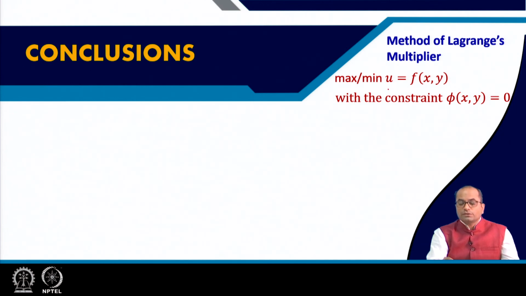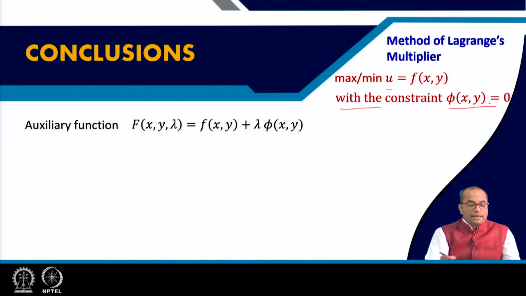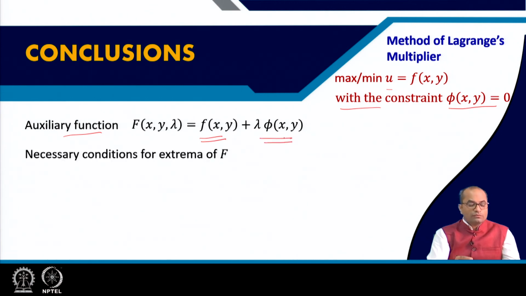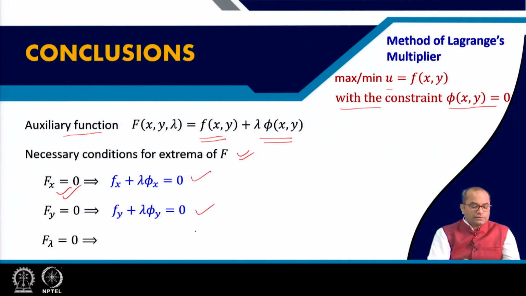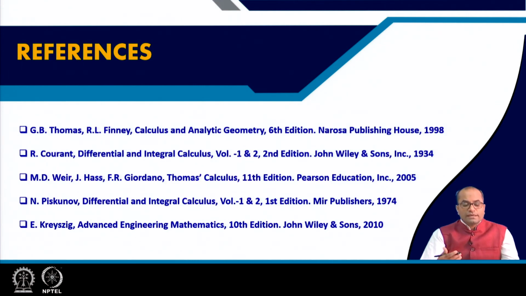We have u = f(x, y), which we want to maximize or minimize under certain restrictions on x and y, some constraints. The process is to define the auxiliary function, where we just take this f(x, y) plus λφ(x, y), and look for the necessary conditions of extrema for this big F. By setting F_x equal to 0, we get one equation, F_y equal to 0, we get another equation, and F_λ equal to 0, we get the third equation. By solving these three equations, we get all the points, and then at all those points the function value can be computed.